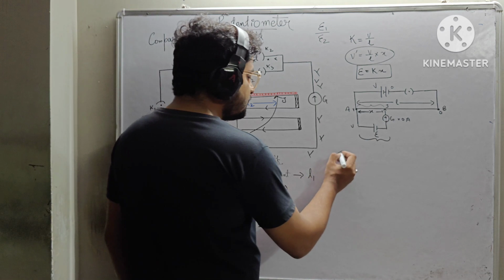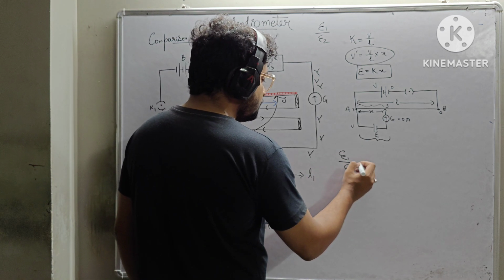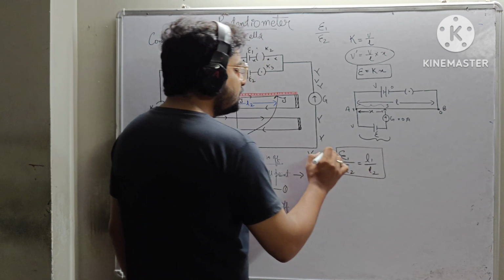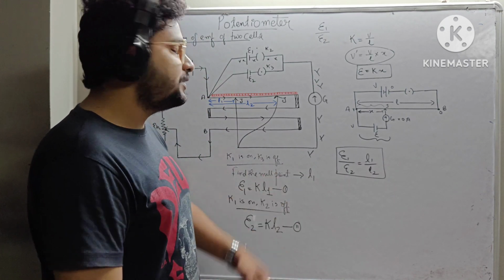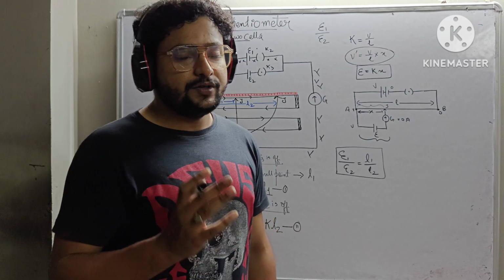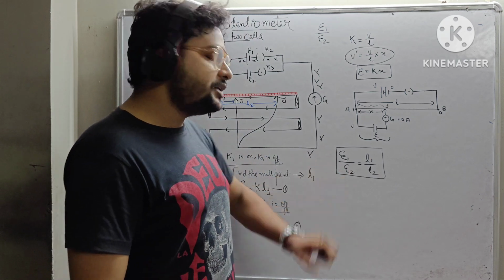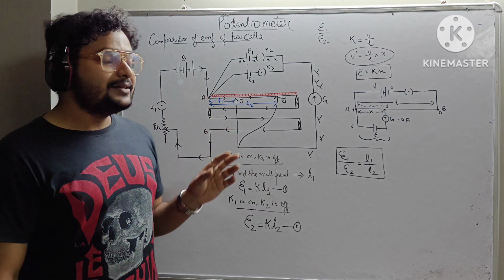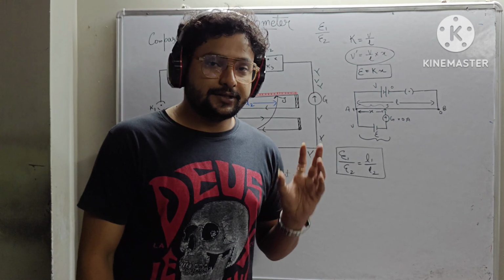Now just do E1 by E2. You will get L1 by L2. Suppose you get L1 at 10 cm and L2 at 50 cm. Just divide the distances: 10 by 50, 1 by 5. That will be the ratio of the EMFs. So this is how you can compare the EMF of the two cells.